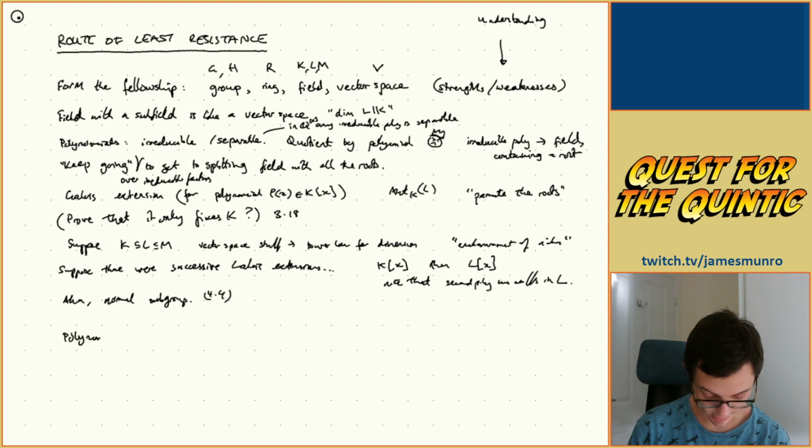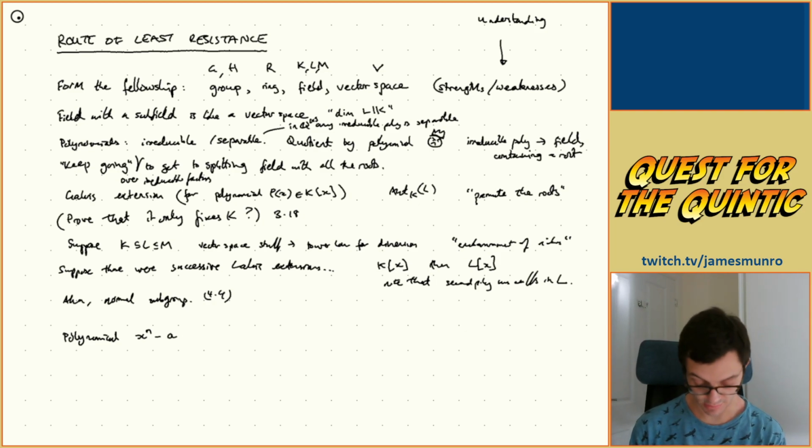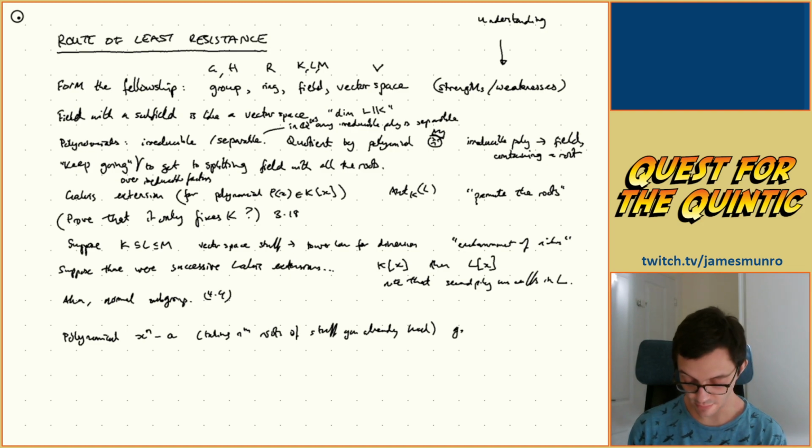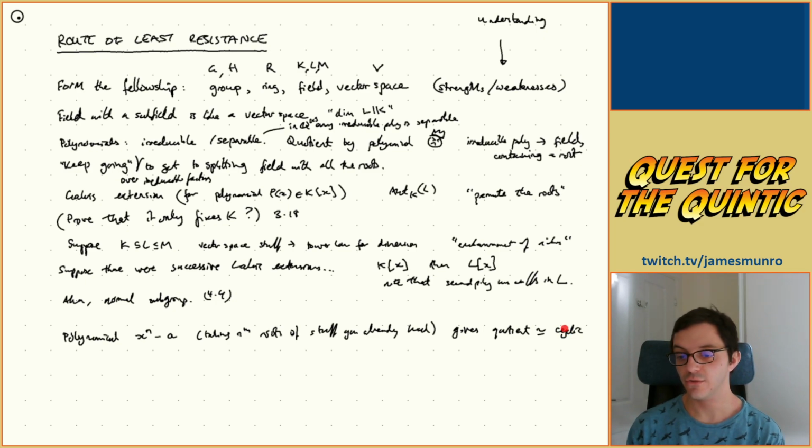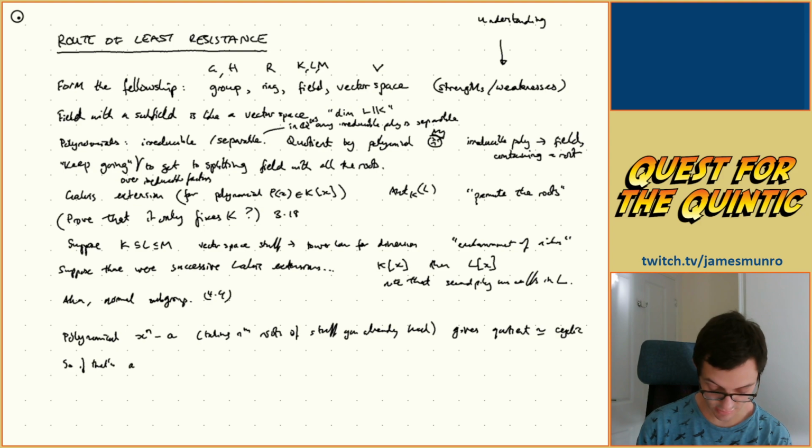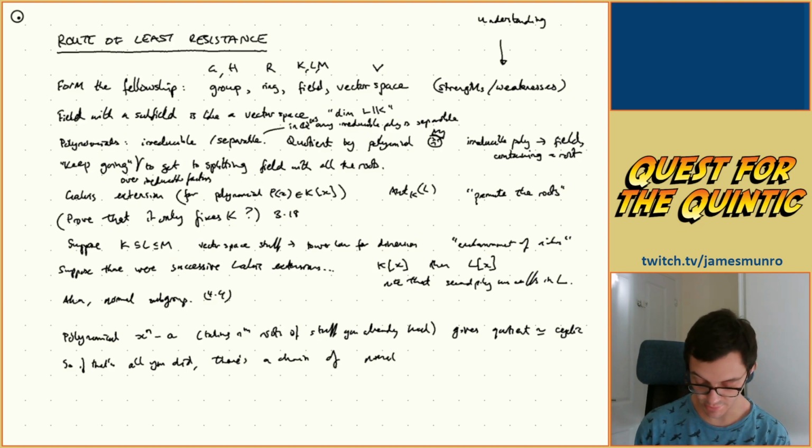The polynomial x to the n minus a. So taking nth roots of stuff you already had gives a quotient similar to a cyclic group. So if that's all you did, there's a chain of normal subgroups in your overall Galois group. Sort of chain, that's called solvable.